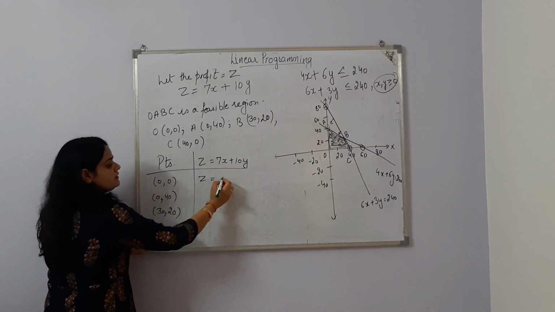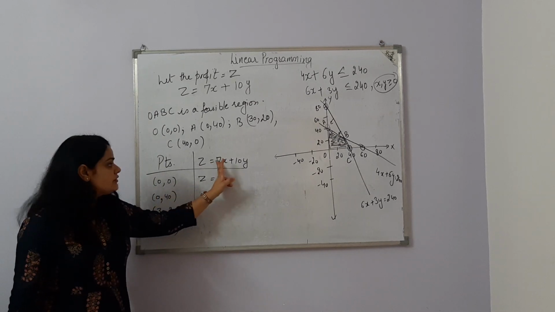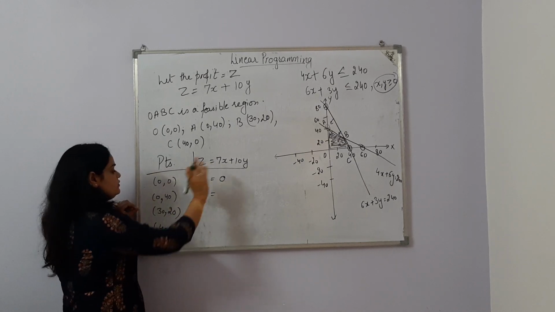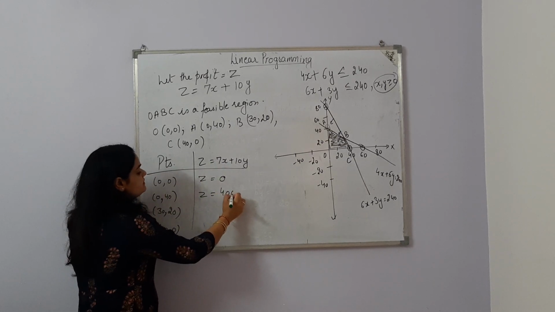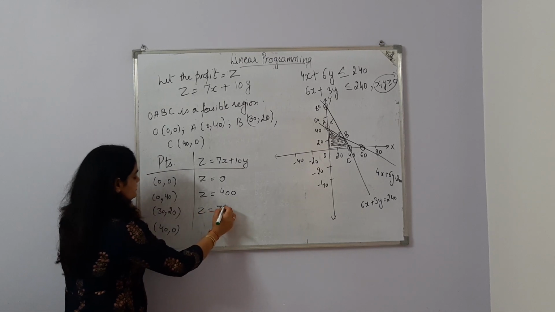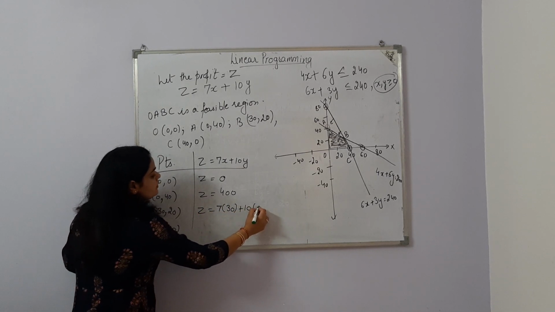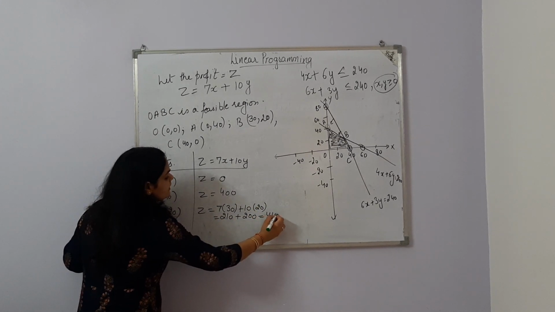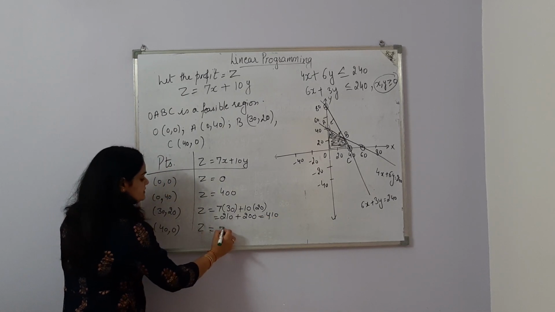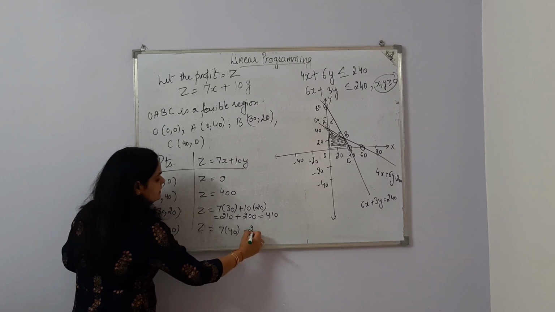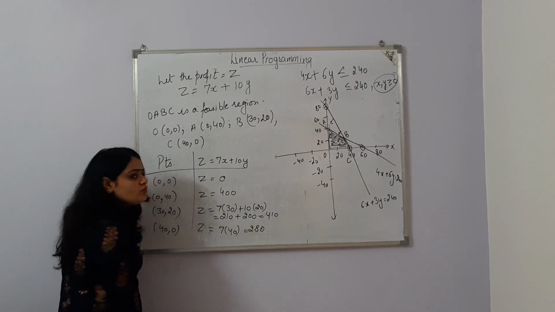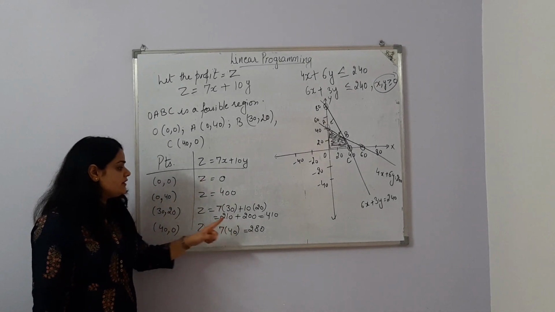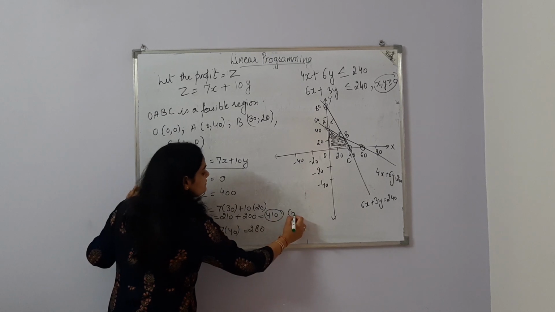After substituting 0, 0 in x and y, we get z equals 0. Then here 7 into 0 plus 10 into 40, which is 400. Here 7 into 30 plus 10 into 20 is 210 plus 200, which is 410. And here 7 into 40 plus 0 is 280. We need to find the maximum profit, so what is the maximum value here? 410 is the maximum value.